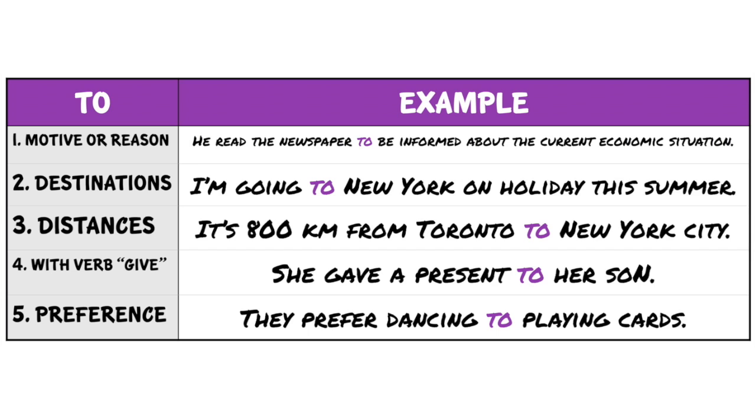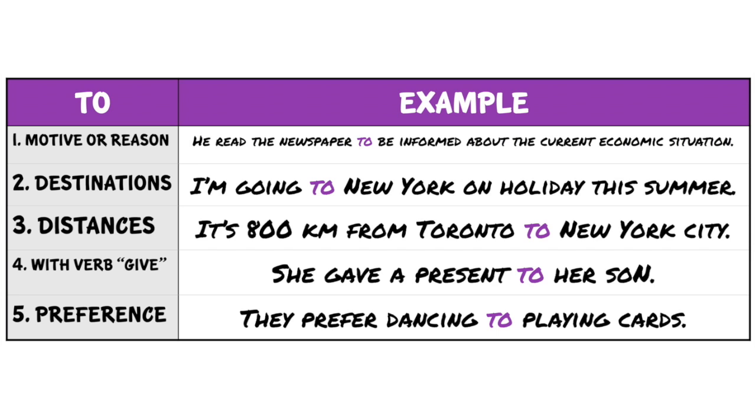So, the third case that we use to with is for distances. Like in the example, it is 800 kilometers from Toronto to New York City. Then we have also to with the verb to give to show who the object goes to. So she gave a present to her son.